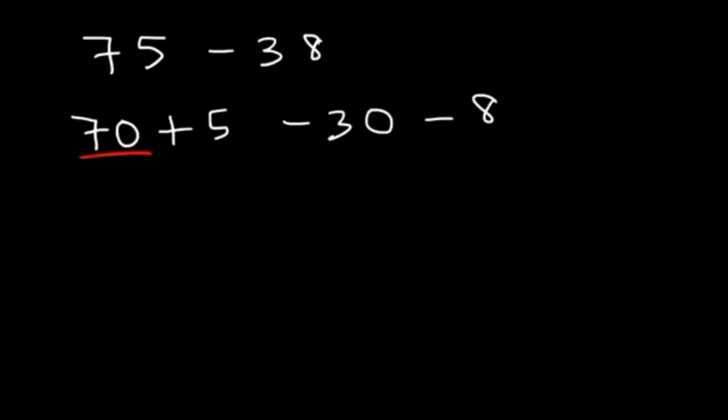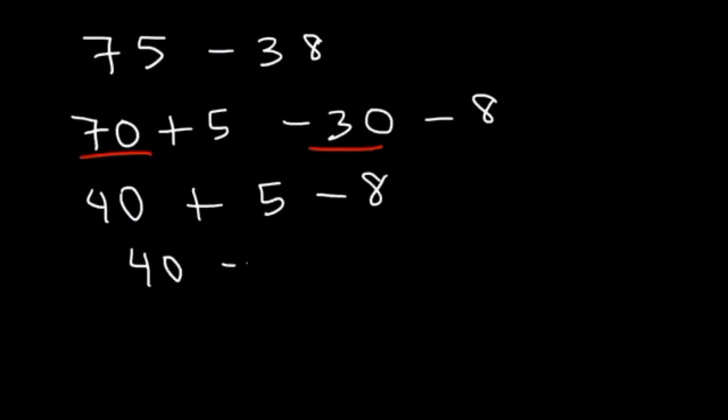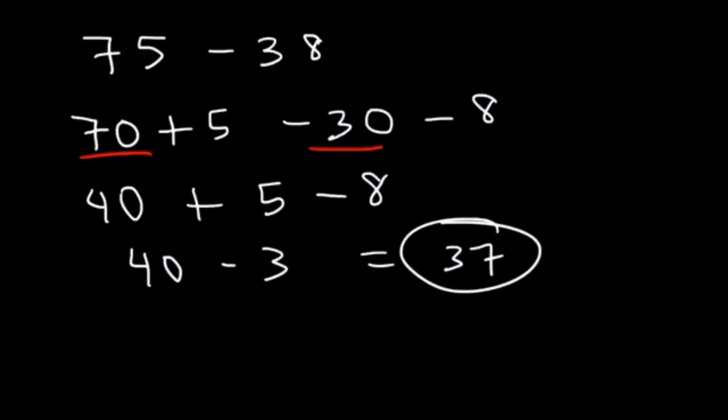So now 70 minus 30, that's equal to 40. So we have 40 plus 5 minus 8. Now 5 minus 8 is a negative number, that's going to be negative 3. And 40 minus 3 is 37. So 37 is your final answer.